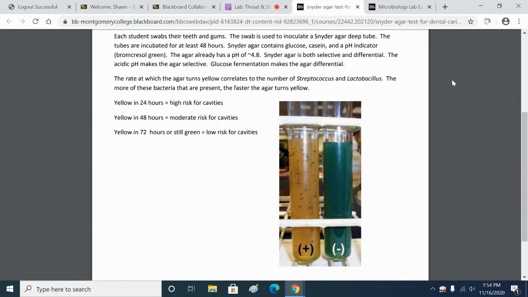So here we see two Snyder agar deeps. The one on the left is very yellow, and the one on the right is still green. So ideally, you would want your tube to stay green or just start to turn yellow in 48 hours. If it's bright yellow in 24 or bright yellow in 48, right, that's not really very good. One semester there was a student, not only did their tube turn bright yellow in 24 hours, but the agar was cracked and broken. So what was happening in that tube?